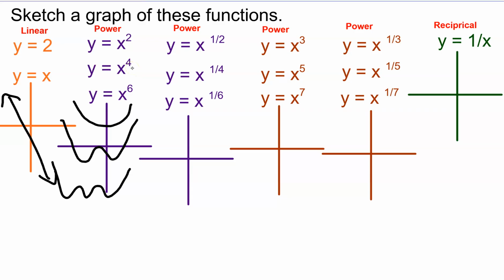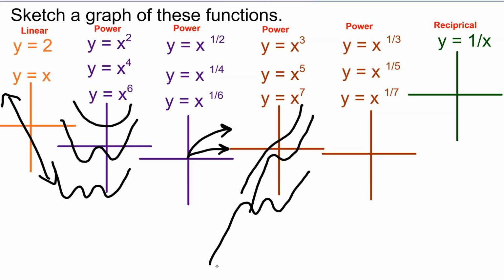A half power is going to look like this. It's going to be half a parabola turned sideways. Could be steeper or flatter. A third power looks like this. A fifth power and a seventh power is still an odd power, so it might have some extra bumps in it. Might look like that. And then the 1/3 power is going to look like this. So it's going to be sideways, basically, like that.